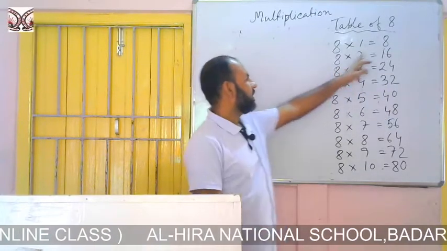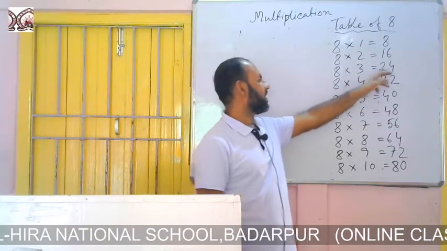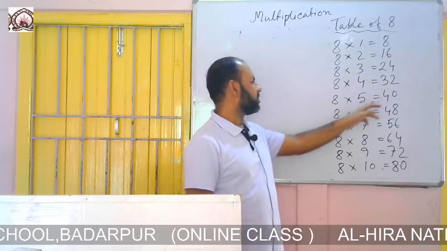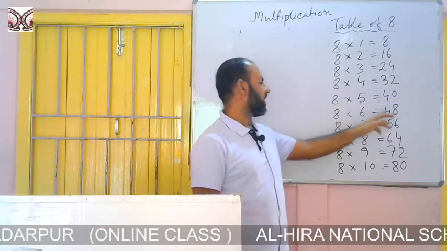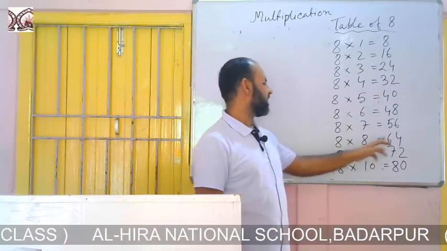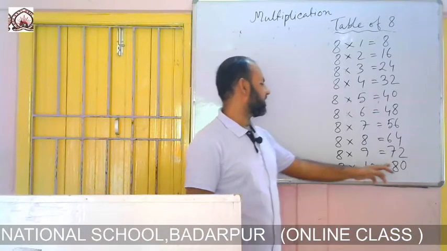So here 8 1s are 8, 8 2s are 16, 8 3s are 24, 8 4s are 32, 8 5s are 40, 8 6s are 48, 8 7s are 56, 8 8s are 64, 8 9s are 72, 8 10s are 80.